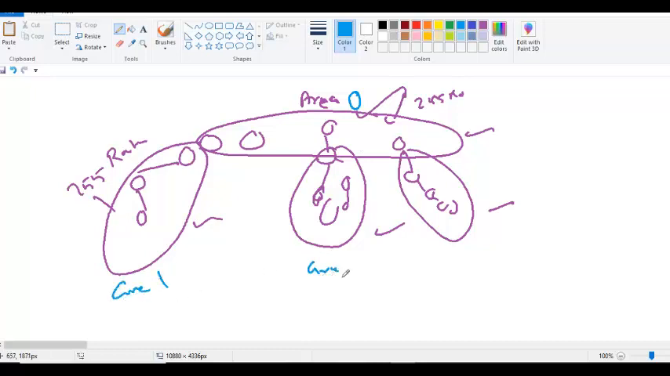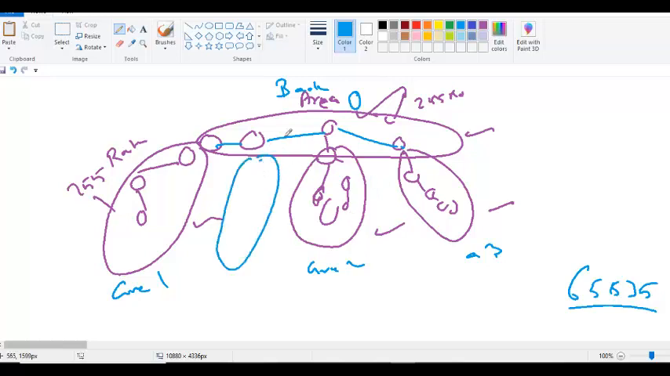We call this as backbone area. Why? Because it is connecting all other areas. Every area must be connected to backbone area. Remember, every area must be connected to backbone area. Backbone area will act as a transit area, right? Backbone area will act as a transit.